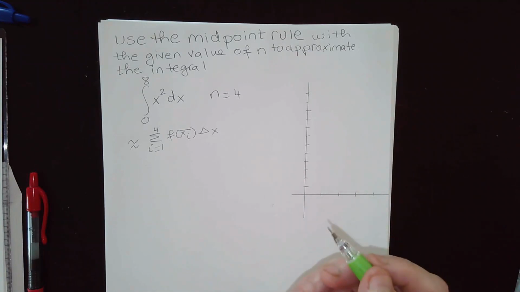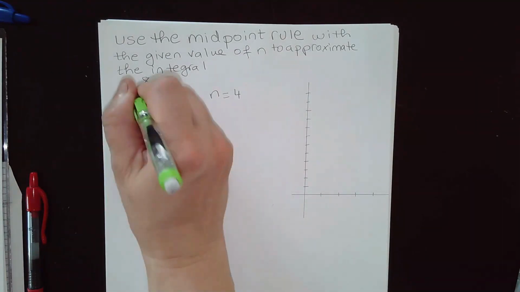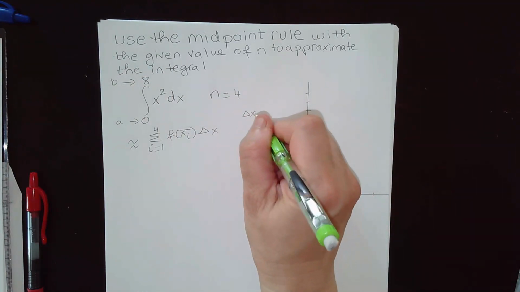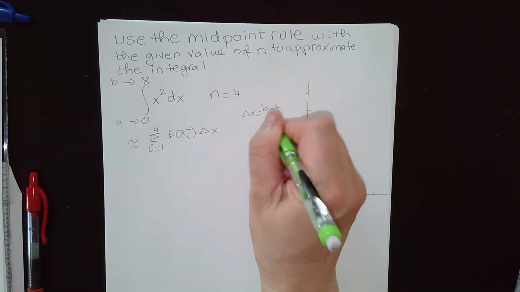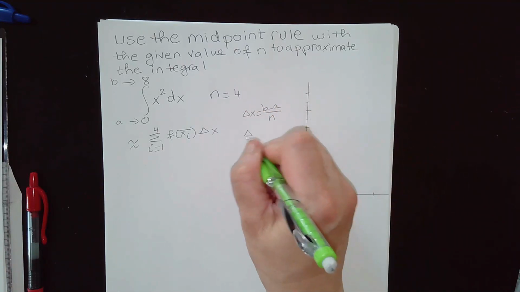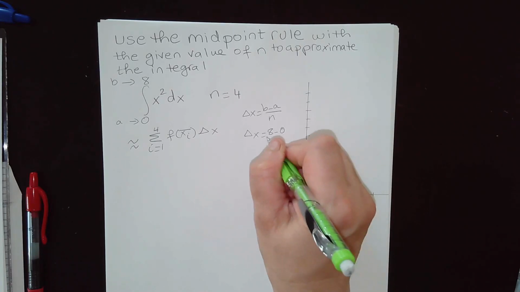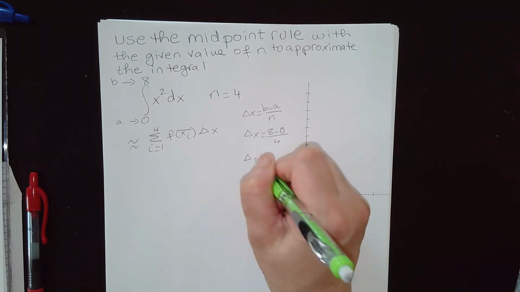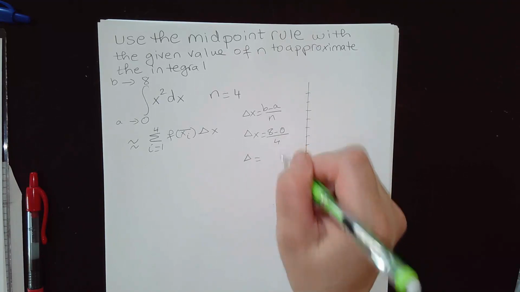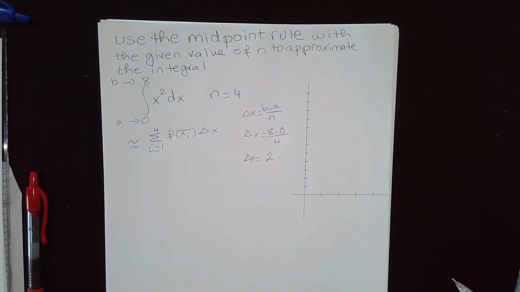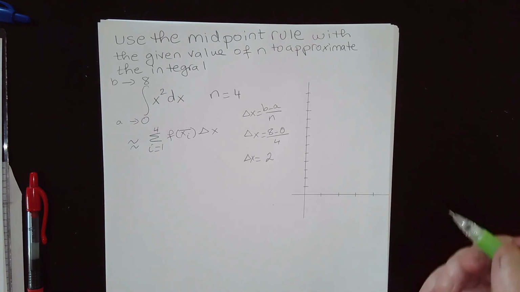So let's see. This is your a and this is your b. Now to find delta x, it is b minus a over n. So in this case, b is 8, so 8 minus a, which is 0, over n, which is 4. So delta x is equal to 8 divided by 4, which is 2. So the width of each rectangle is 2, okay? So we are going to have 4 rectangles.